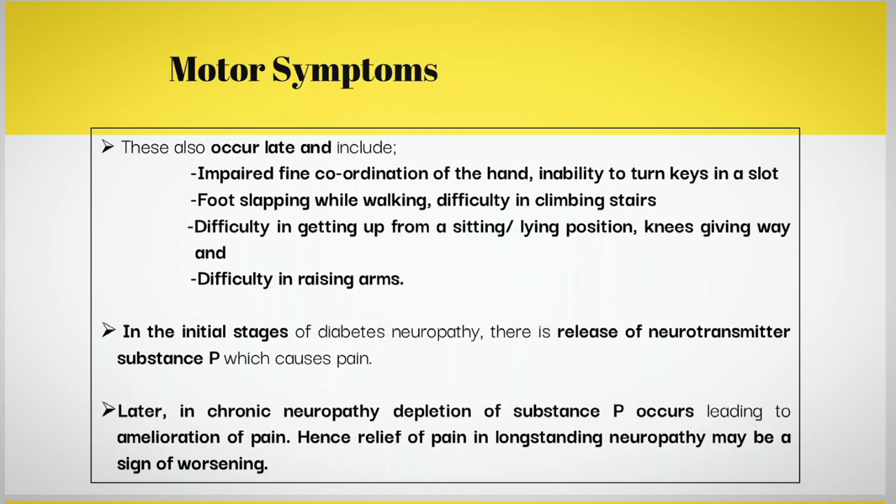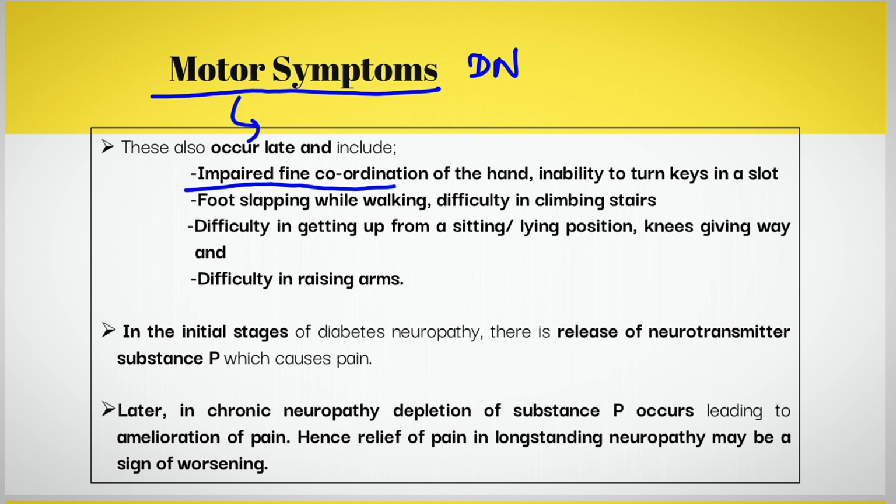Now let's discuss the motor symptoms of diabetic neuropathy. These motor symptoms usually occur very late, and a few examples of these motor symptoms are impaired fine coordination of the hand. For example, the person is unable to turn keys in a slot. The patient slaps his foot while walking. There will be difficulty in climbing the stairs as well.